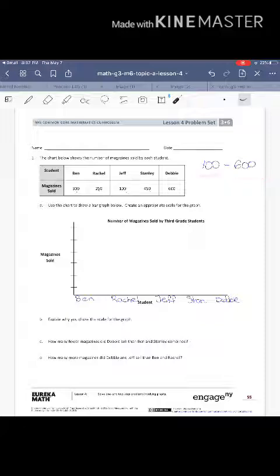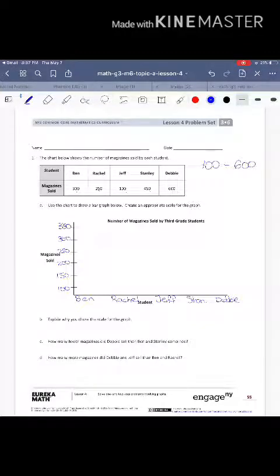Okay, so what are we going to do? What do you think? Should we go by 50s? Should we go by 100s? Because we have to fit those numbers right here. What do you think? Let's see, if we go by 50s and I start at 100 right here, and then I go 150 and then 200 and then 250 and then 300 and then 350.